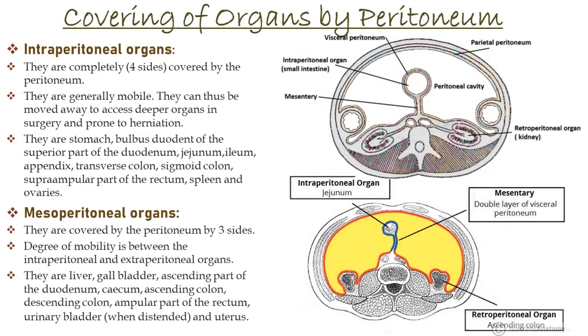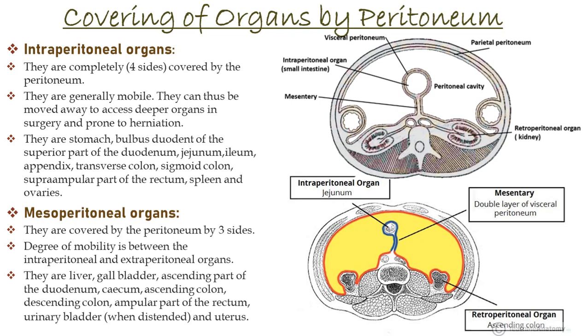Covering of organs by peritoneum. Intraperitoneal organs: the organs which are covered on all four sides by peritoneum. They are generally mobile. They can thus be moved away to access deeper organs in surgery and are prone to herniation. They are the stomach, bulbous part of the superior part of the duodenum, jejunum, ileum, appendix, transverse colon, sigmoid colon, supraampullary part of the rectum, spleen, and ovaries.